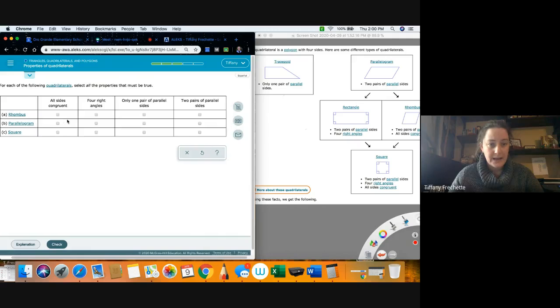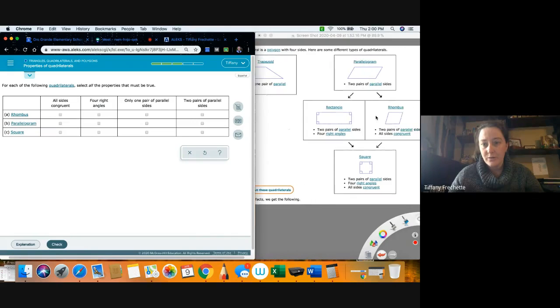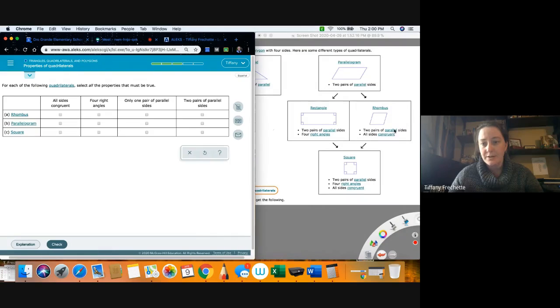The last one here. We have a rhombus, which is over here. So they've brought up rhombus. Two pairs of parallel sides and all sides congruent. Parallelogram, remember, the only thing under that one is two pairs of parallel sides. And then a square, we have all sides congruent, two pairs of parallel sides, and four right angles. Because there are 3 bullet points here, I'm going to do 3 check marks.